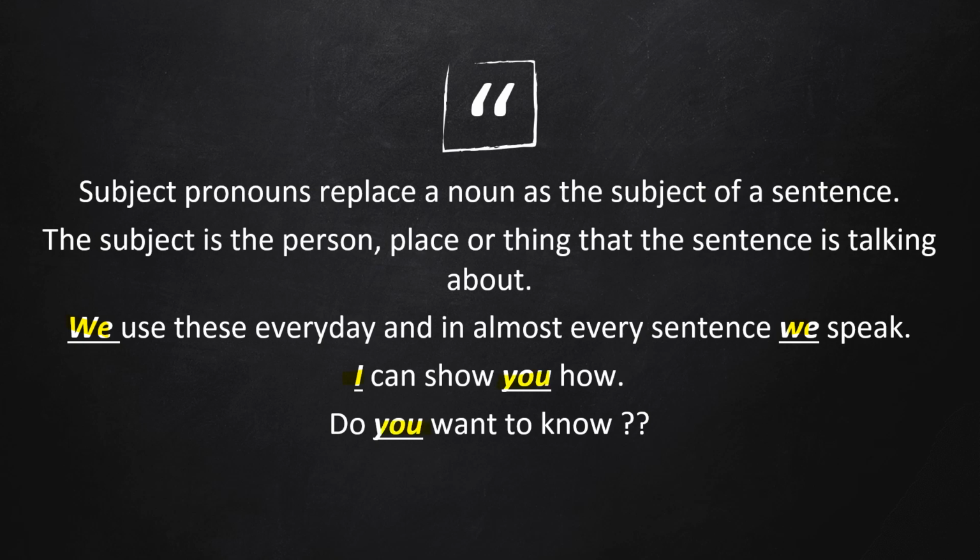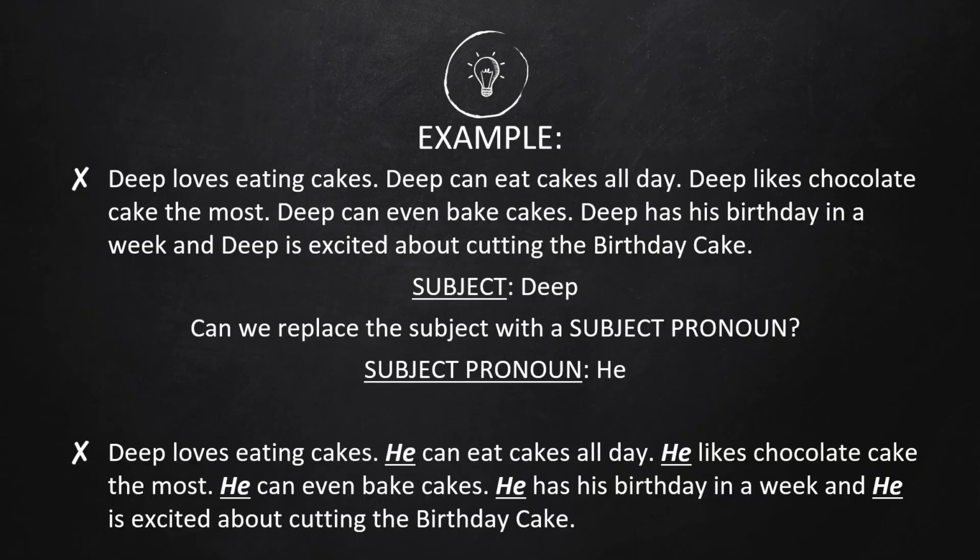Okay, here are some underlined words. Do you know what they are? Well, they are the subject pronouns. Let us understand them better with an example. Okay, listen very carefully. The first part of the example says, Deep loves eating cakes. Deep can eat cakes all day. Deep likes chocolate cake the most. Deep can even bake cakes. Deep has his birthday in a week and Deep is excited about cutting the birthday cake.